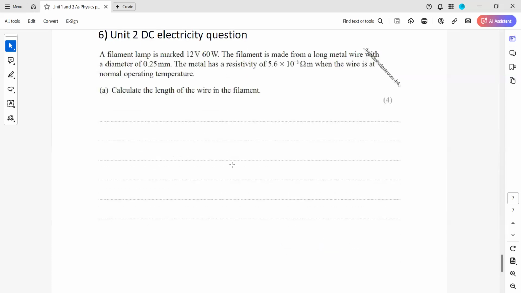A filament lamp is marked 12 volts and 60 watts, and is made from a long metal wire with a diameter of 0.25 millimeter. The metal has a resistivity of 5.6 at the normal temperature. Calculate the length. We have the formula R equals rho L divided by A. If we need the length, it will be RA divided by rho equals L, where R is the resistance.